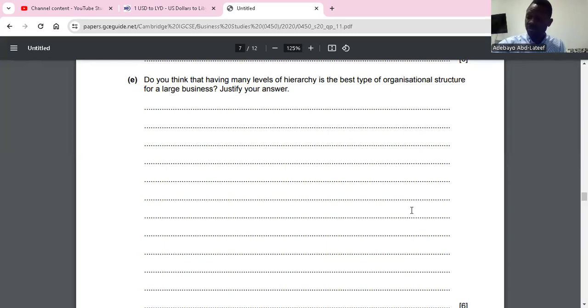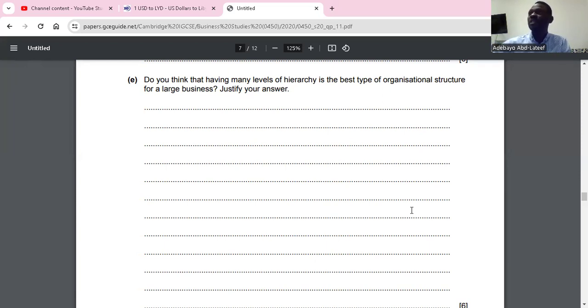Now I'm talking about a short chain of command. A short chain of command brings a wider span of control. The wider span of control means you have more subordinates under a manager. Yes or no? Yes. Okay, great. When you have more employees under a manager, the manager cannot be everywhere.